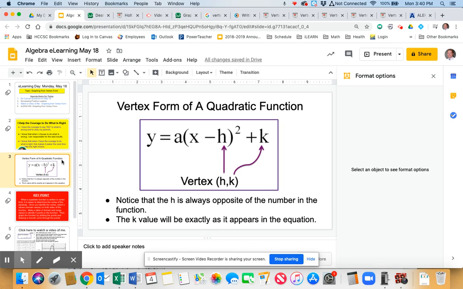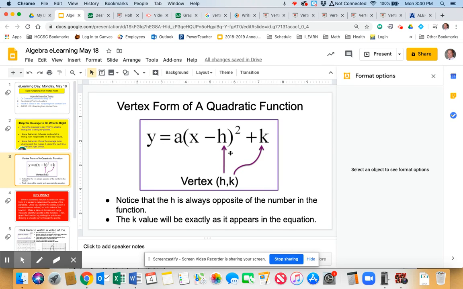So first of all, it's a quadratic equation in vertex form, or a quadratic function, we should say. One way I know this is a function is because it's set equal to y, and then all of a sudden I have a domain and a range. And so this is something that I can graph.